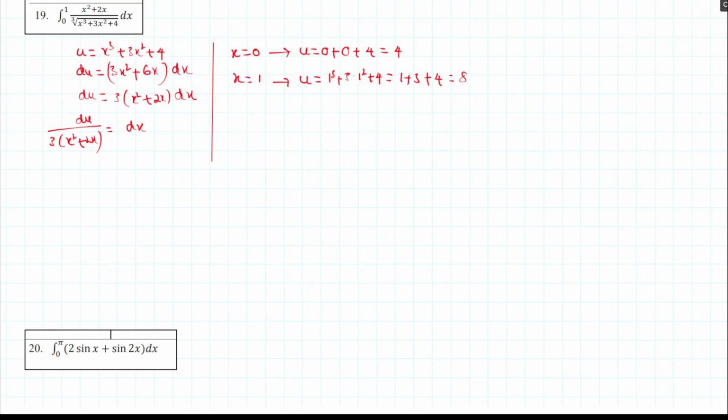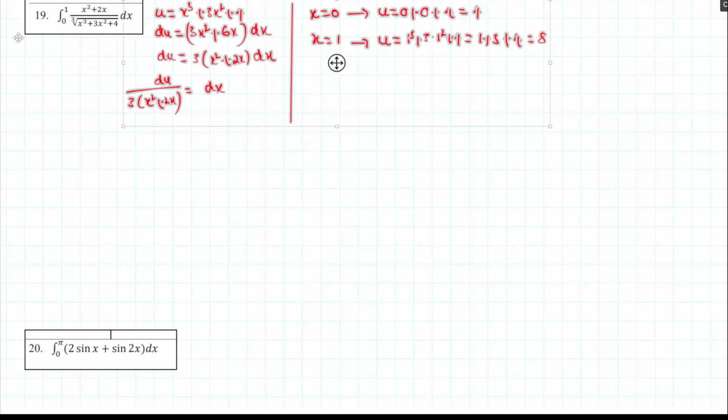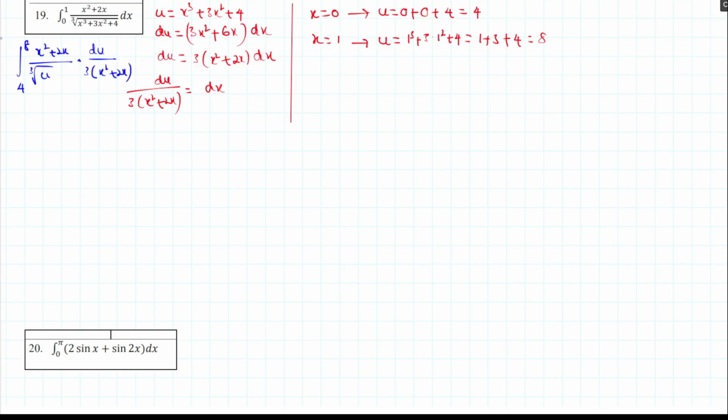Okay, so these are the limits. So now this integral becomes: the lower limit 0 becomes 4, and the upper limit 1 becomes 8, and we have x squared plus 2x over the cube root of u, and dx equals du over 3 times x squared plus 2x. Now you can see this x squared plus 2x and x squared plus 2x get cancelled.